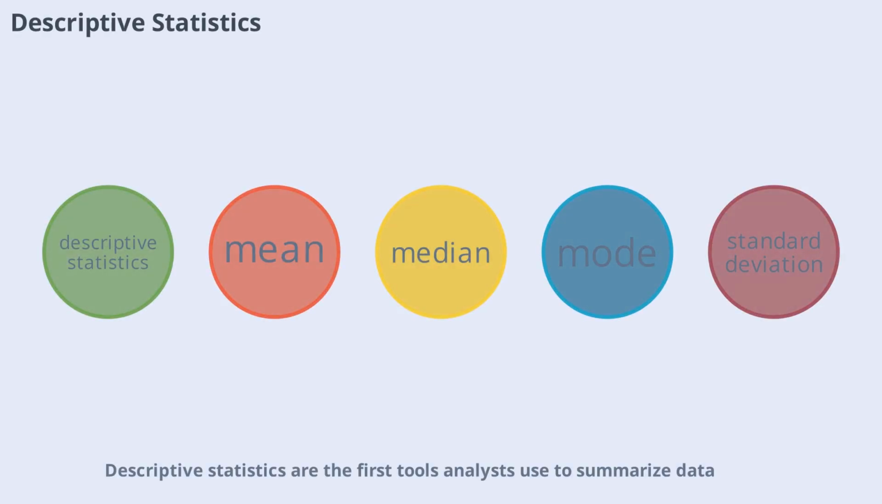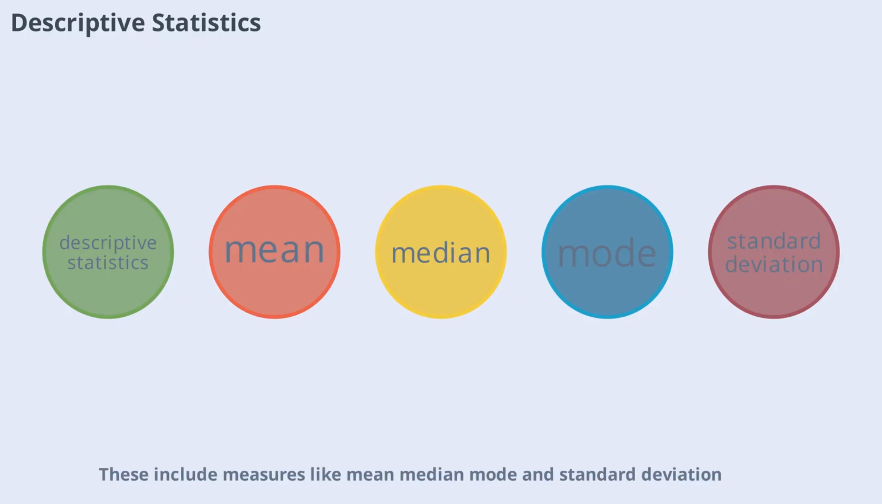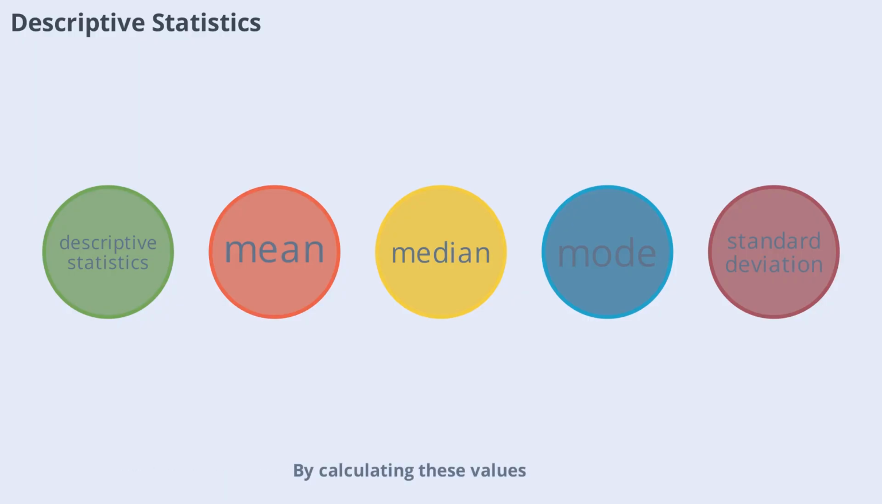Descriptive statistics are the first tools analysts use to summarize data. These include measures like mean, median, mode, and standard deviation. By calculating these values, you get a quick overview of your data's central tendencies and variability. Descriptive statistics help you understand the general shape and spread of your data before diving into deeper analysis.